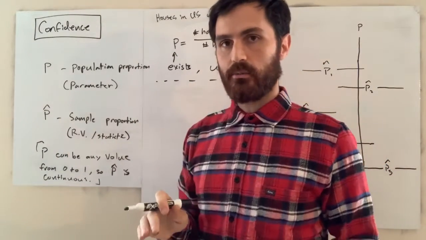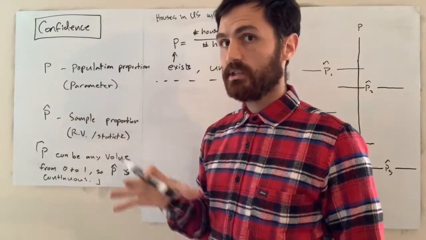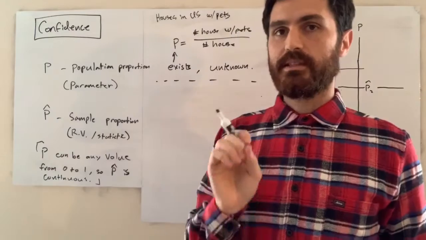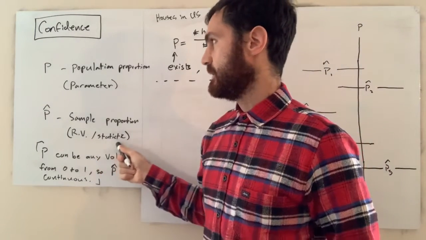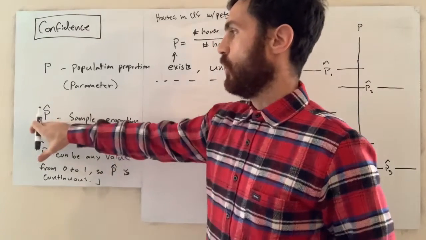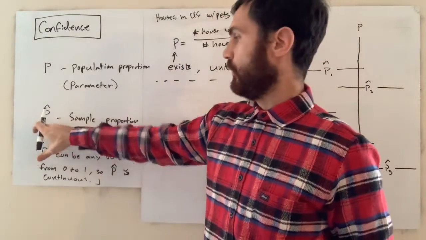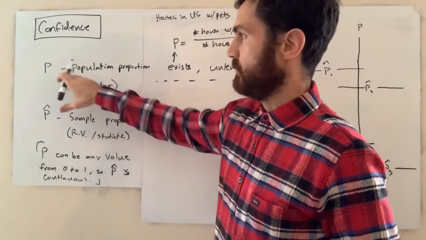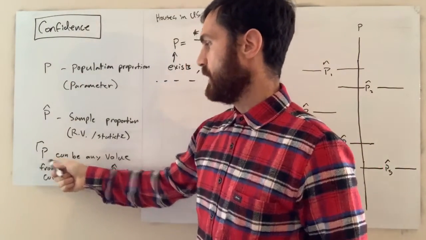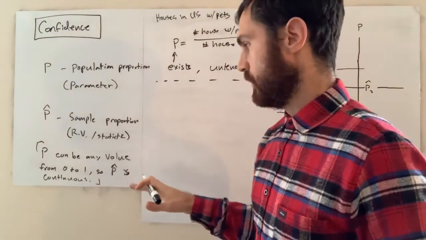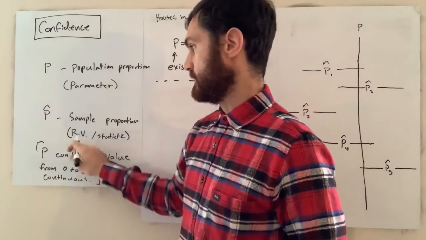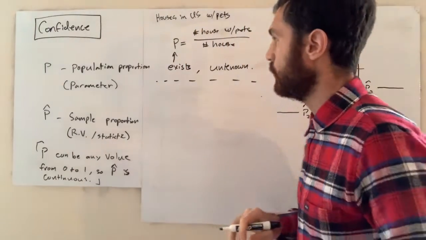Remember, the sample proportion is two things. It's a random variable, so it's a variable. It changes based on the sample you choose. But if you pick a specific sample, you're going to get a statistic that's going to estimate your parameter. So if you stick with a specific sample, you're going to get a number that's going to be an estimate for this. Remember, P can be any value from 0 to 1. So P hat has to be a continuous random variable. When we say it's continuous, we're referring to the random variable.